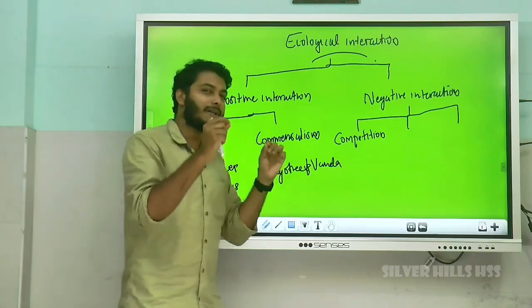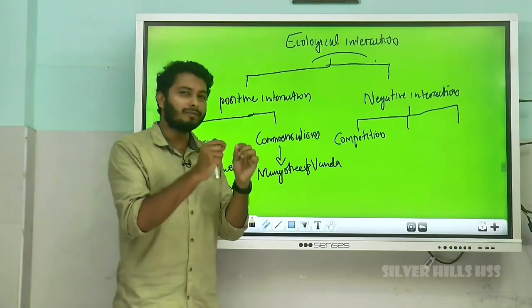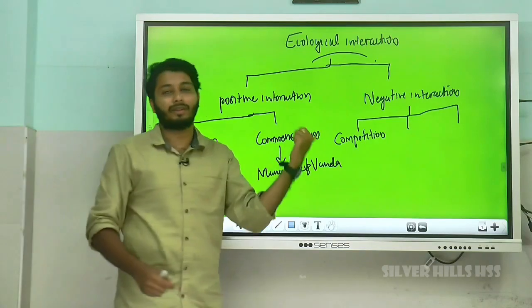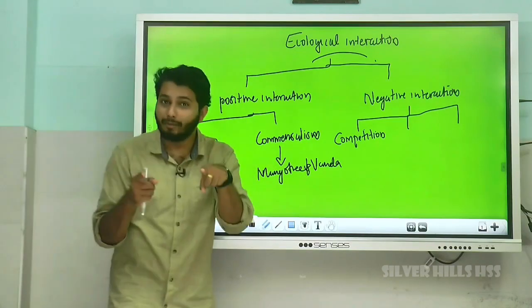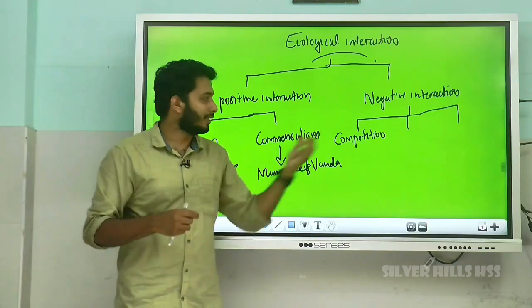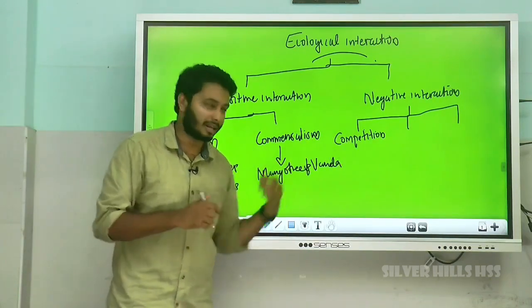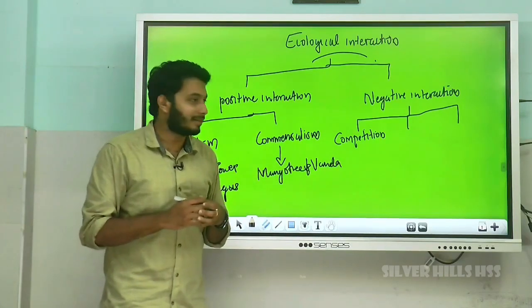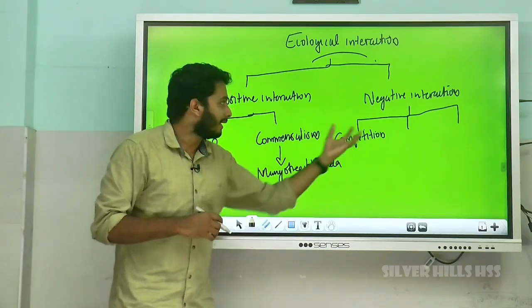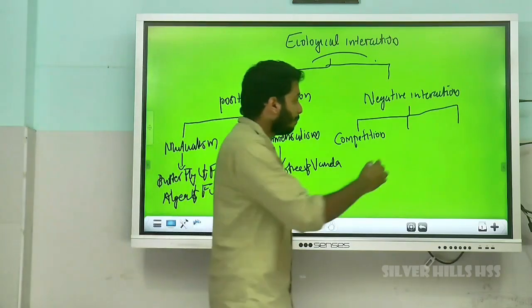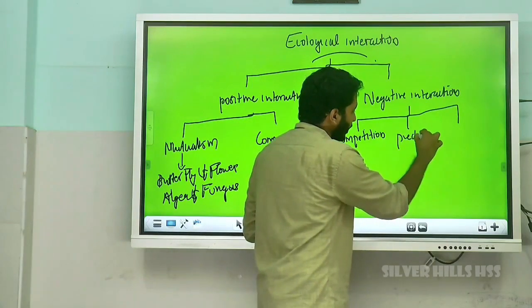But at a particular span of time, any one of them dominates. If the crop dominates, it will destroy the weeds. If the weed dominates, it will destroy the crop. So initially it makes problems for both of the partners involved in this interaction. So competition is an example of negative interaction. The next type of interaction is called predation.